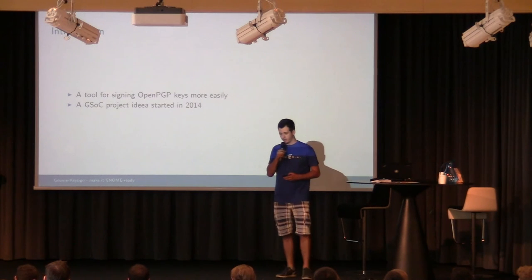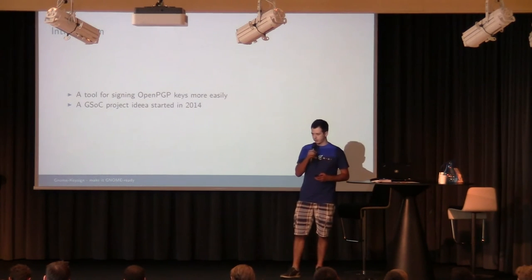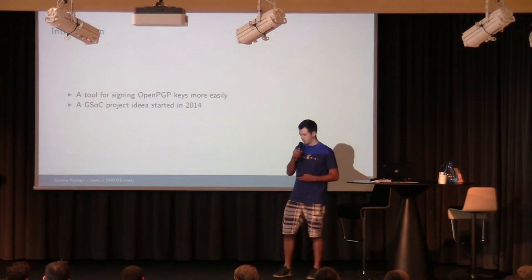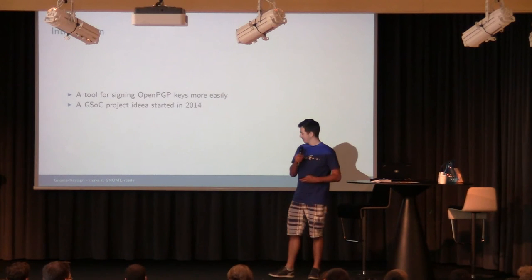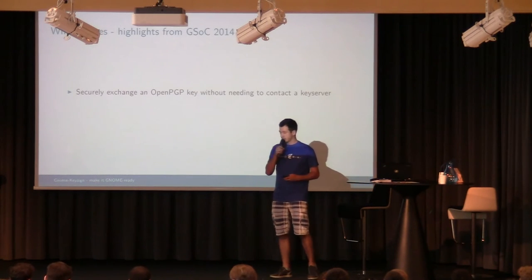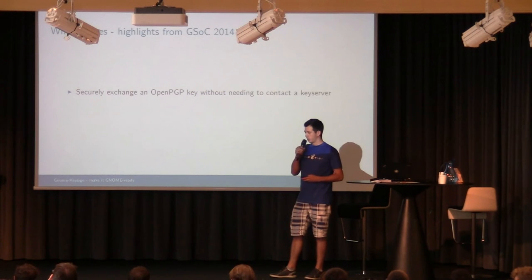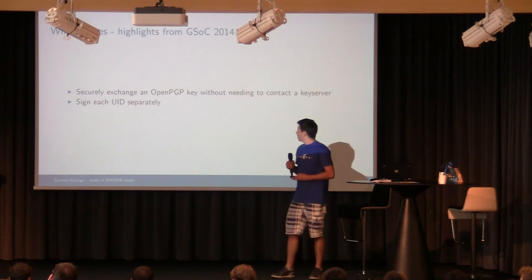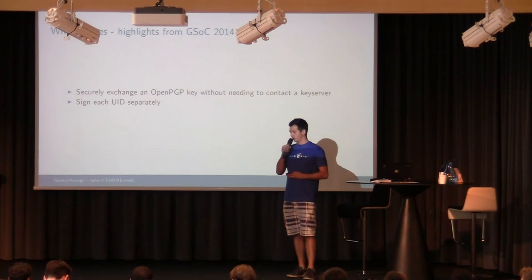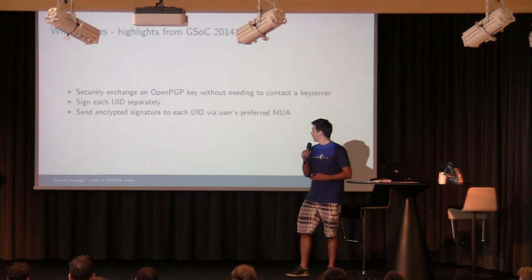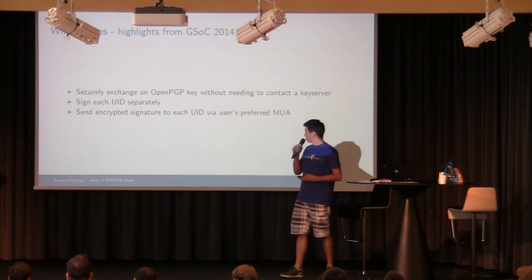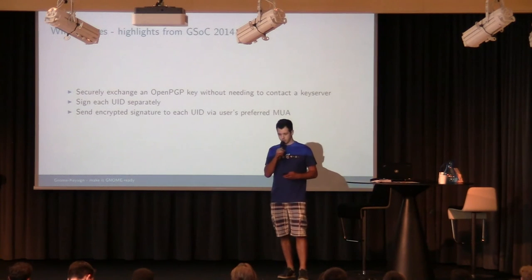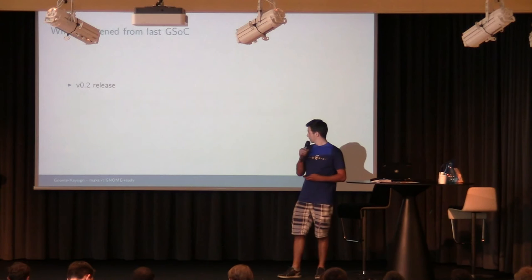That started as an idea last summer, in Google Summer of Code 2014. And the idea was proposed by my mentor, Tobias Müller. What it does, it allows you to securely exchange OpenPGP keys without needing to contact the key server. It signs each UID of the keys individually and allows you to send encrypted signatures back to the key owner using the default mail user agent.